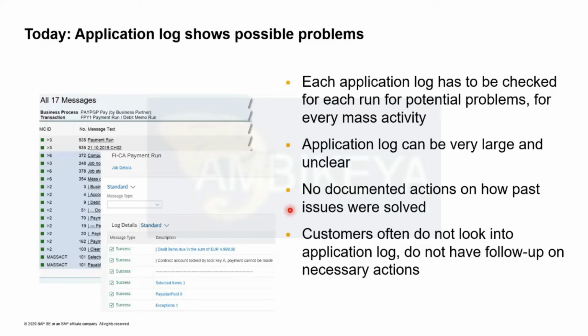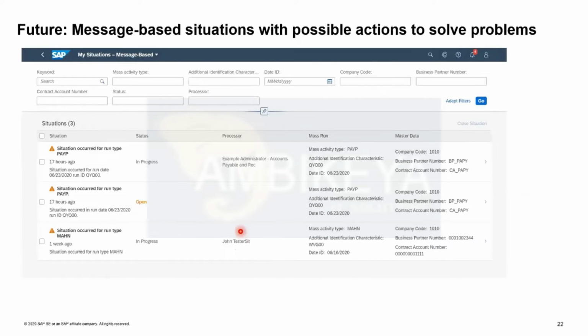And even more, there's no documentation. Maybe you fixed one thing here, but there's no documentation of what you've done in the past. And we experienced that customers did not even look into application logs, and hopefully the next run will pick the item again and process the item. That's what really happens.